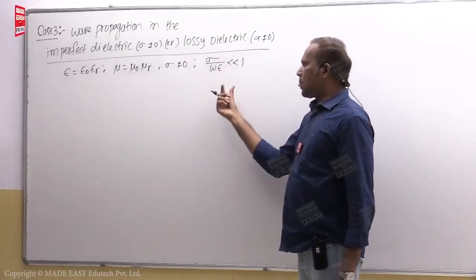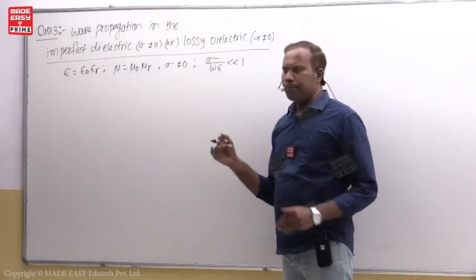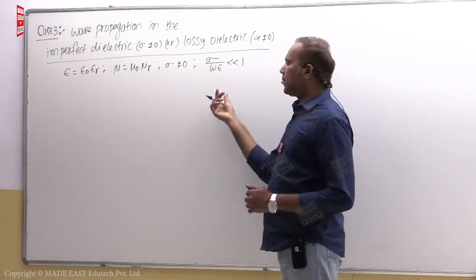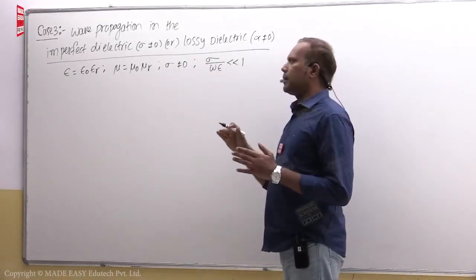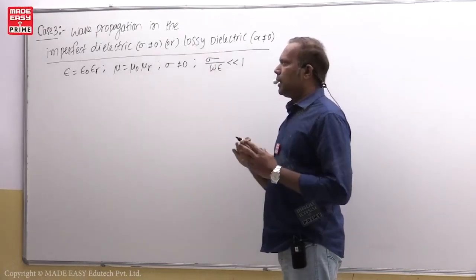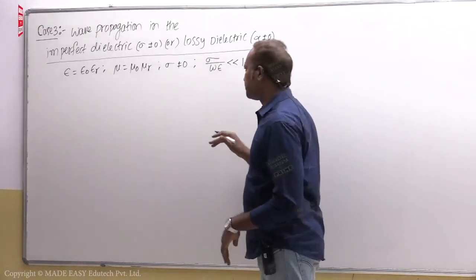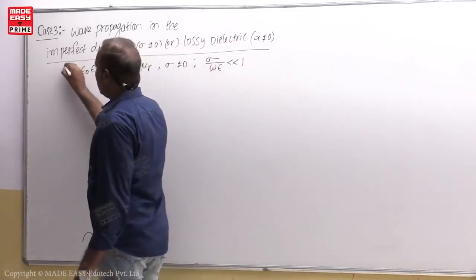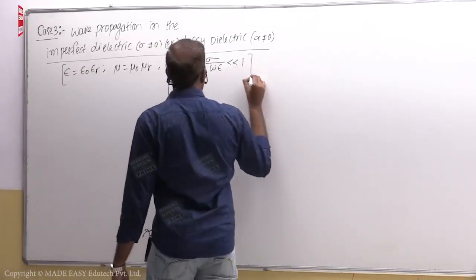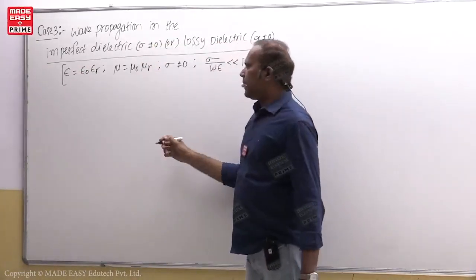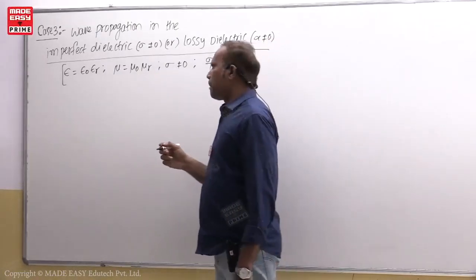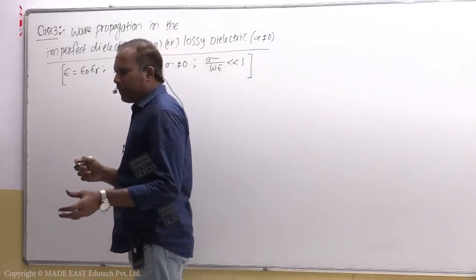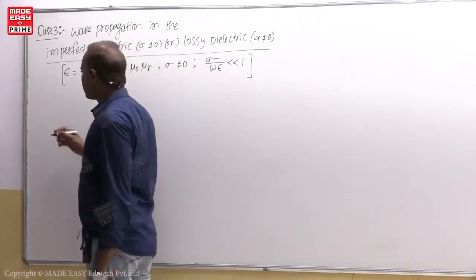For imperfect dielectric, this ratio is much less than 1. We have to use this property in the derivation. If you use this property in the derivation of the equations, then those equations are applicable for this imperfect dielectric. Okay, these are the parameters. Once again I told you, if it is a dielectric medium, in general mu r is equal to 1. For a magnetic medium, mu r is greater than 1.